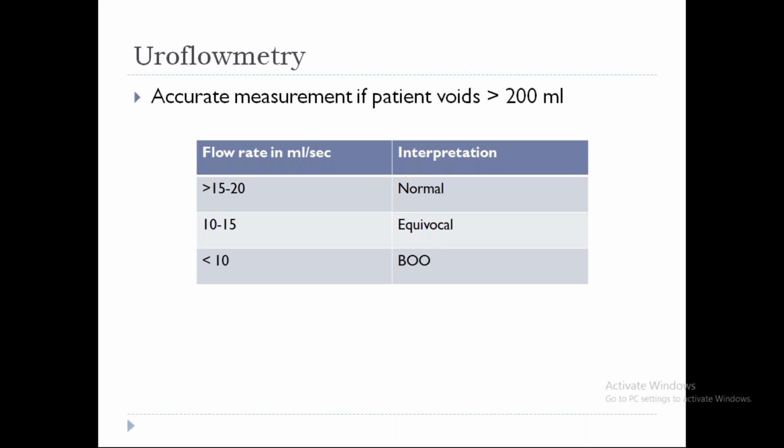Next most important is uroflowmetry. How much is the urine flow? Accurate measurement is possible if the patient voids more than 200 ml. So what are the flow rates and their interpretation? If the flow rate is more than 15 to 20 ml per second, then it is normal. 10 to 15 is equivocal. Less than 10 is bladder outlet obstruction.